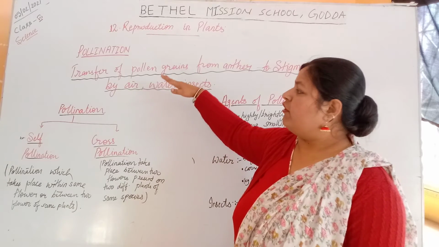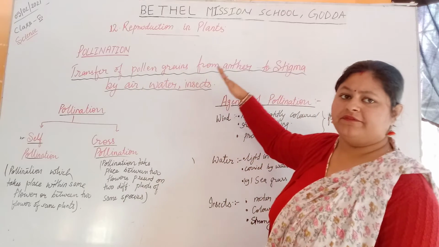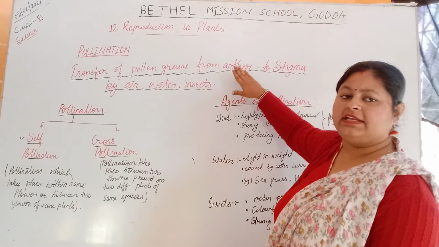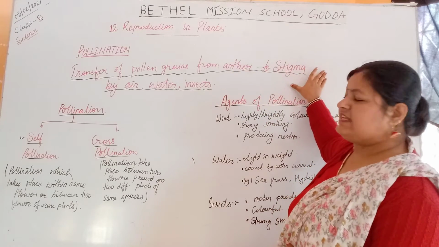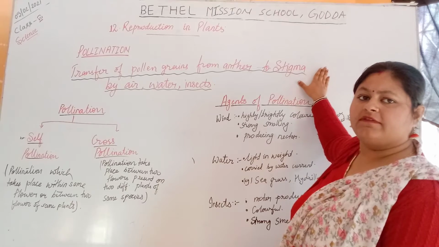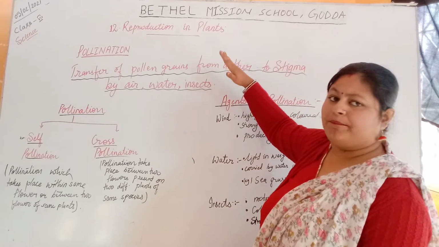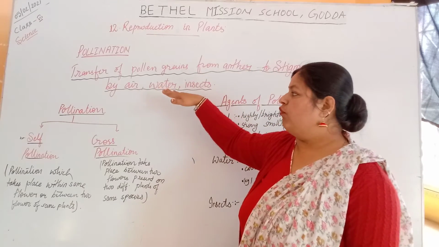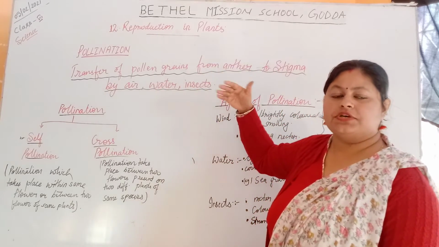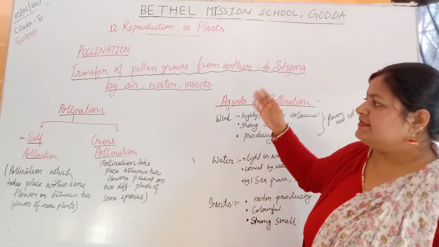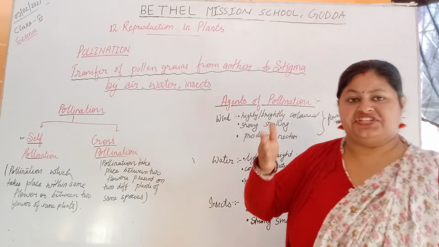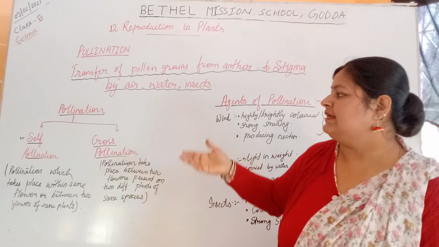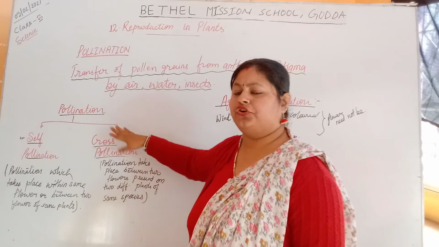What is pollination? Transfer of pollen grain from anther to stigma. The anther is the male reproductive organ of a flower, and the stigma is the female reproductive organ of the flower. So the transfer of pollen grain from anther to the stigma by air, water and insects, and also by human activity, that is known as pollination. In nature, pollination takes place in two ways, that is self-pollination and cross-pollination.